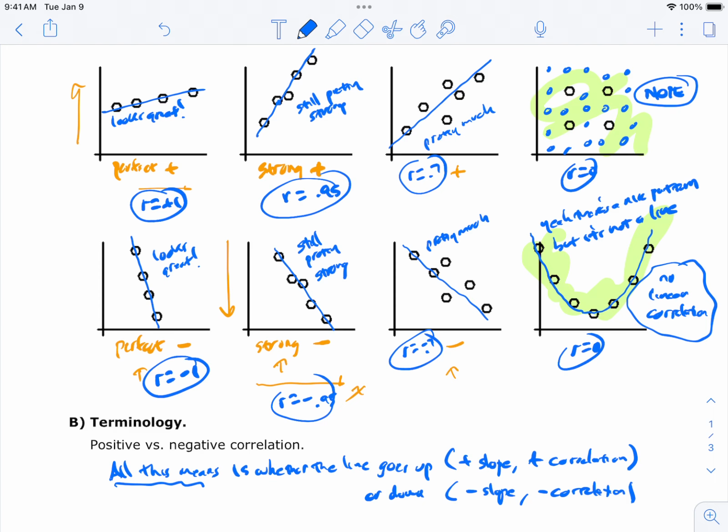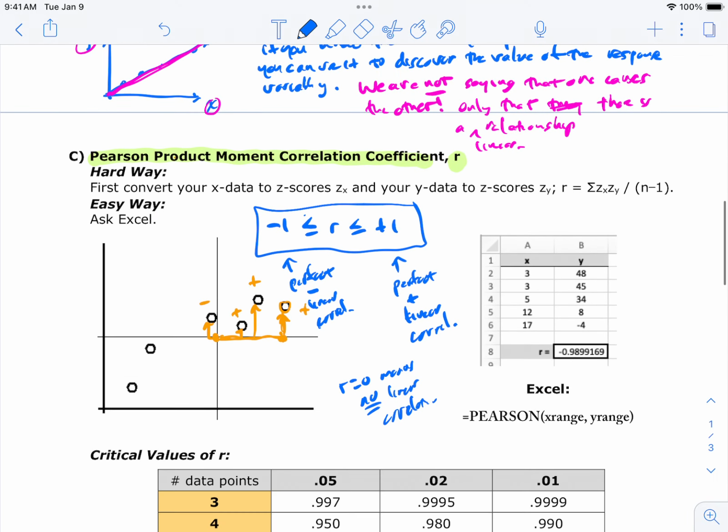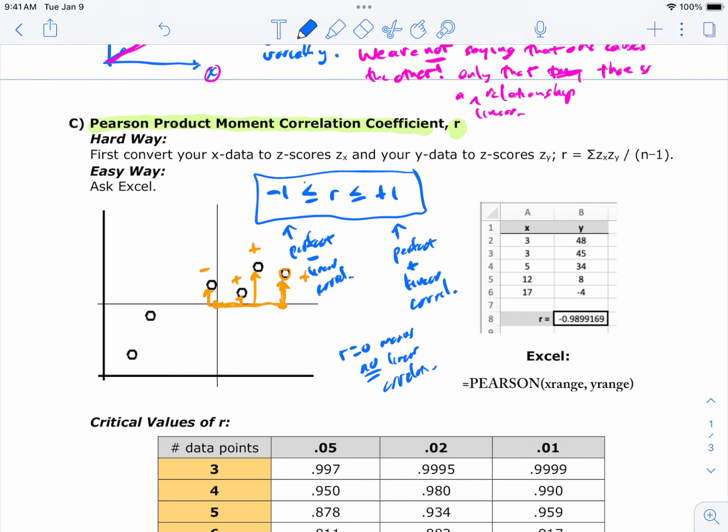So this is how the r's work. Again, a +1 or a -1 both count as perfect fits. All the positive and negative tells you is which way it goes, up or down. That's all that part tells you. A 0 is when you have no linear correlation. So anyway, the r is going to come out between -1 and 1.